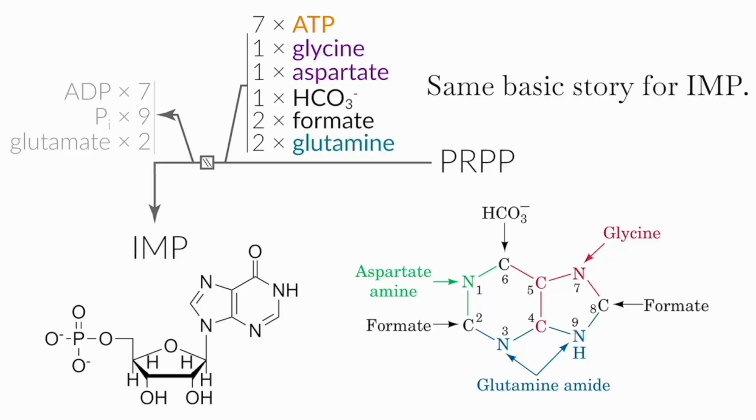Remember, this is this branched pathway where PRPP is at the center. You can do the same basic story for IMP, but if you look at that, you're like, oh my goodness, there's a lot more going on, and there's a lot more steps I'm skipping over here. But if you look into this, you can say, oh, what are the parts? Well, we've got this amine coming from an aspartate, and these amides are coming from glutamine, and you can walk through and trace out where all the parts come from.